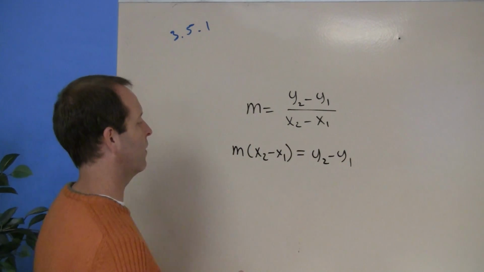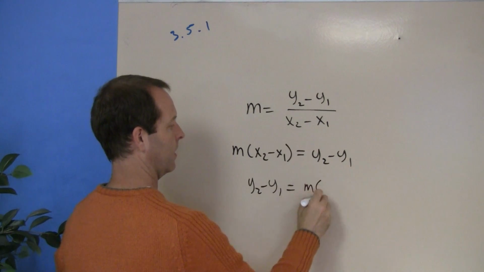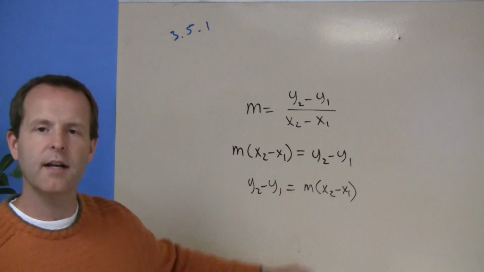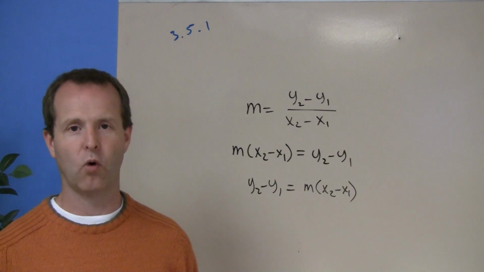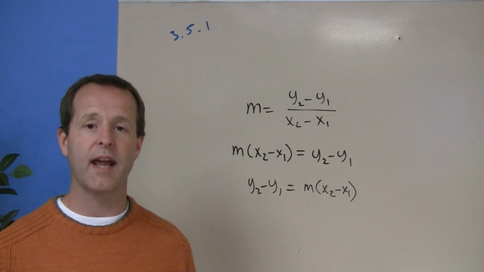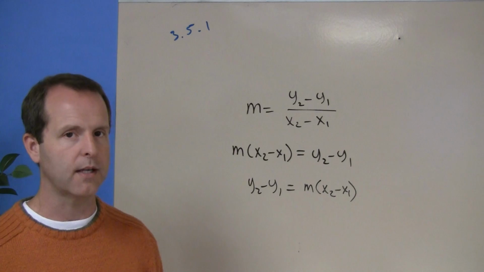And then let me just reverse it, where I have y2 minus y1 equals m times x2 minus x1. This form right here is something we call point-slope form, or the point-slope form of a line. And it's useful because if we're given some other types of information, this is an avenue or a tool that we might be able to use.